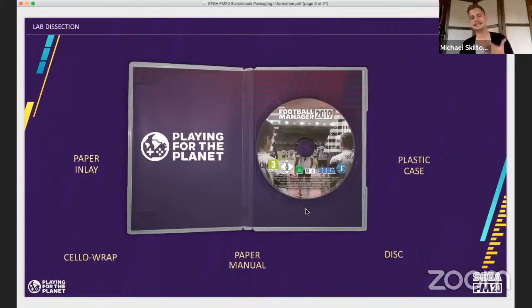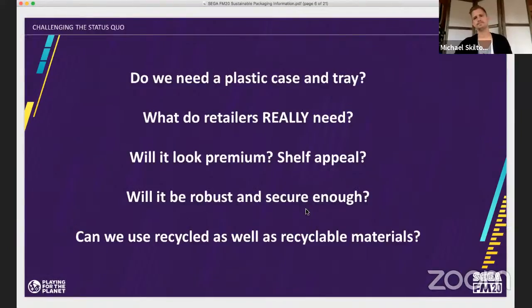We have our disc. Okay, our optical disc, our CD, our compact disc, which is generally made from plastics and metals, but mostly plastic. And again, coming back to that plastic case, guys, which is the fundamental biggest part of this packaging, this plastic case is created and used for distribution. Now, do we need a plastic case? What do retailers really need?